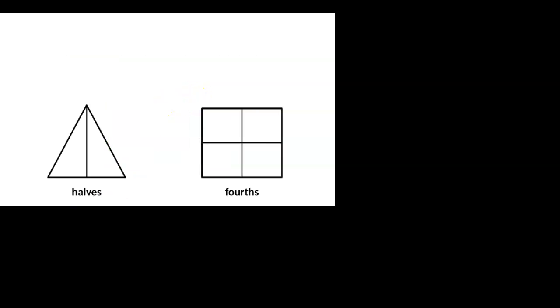Other common fractions that we know of are halves and fourths. This triangle right here is divided or partitioned into 2 parts. So this is a half and this is a half. And we can even shade 1 half. 2 parts equals 1 half. Over here we have a fourth, 1/4, 1/4, and 1/4. This rectangle is partitioned or divided into 4 equal parts.